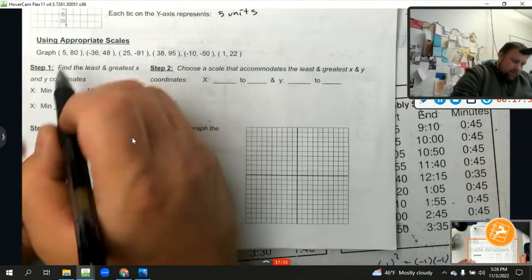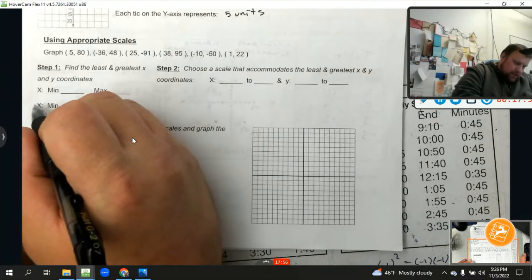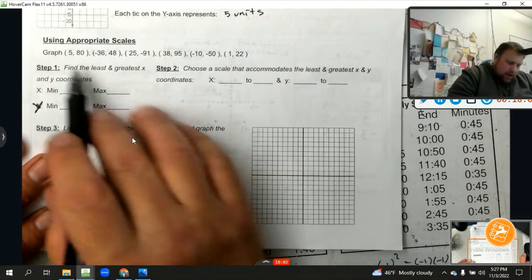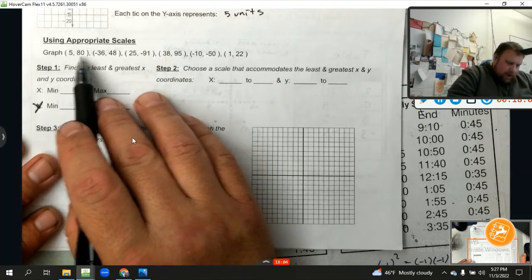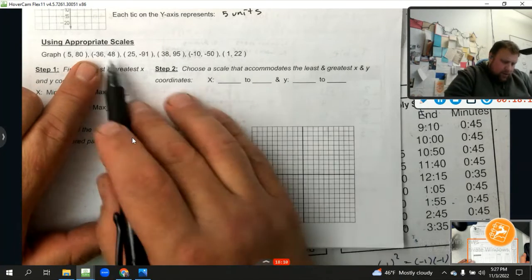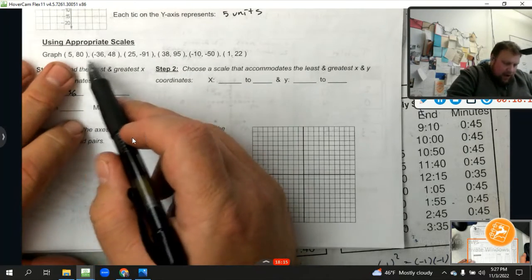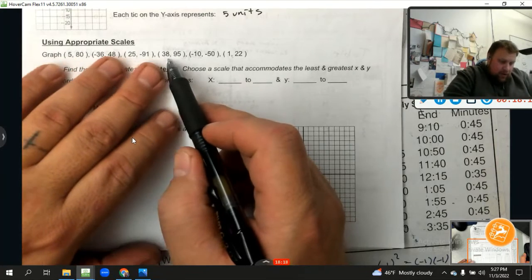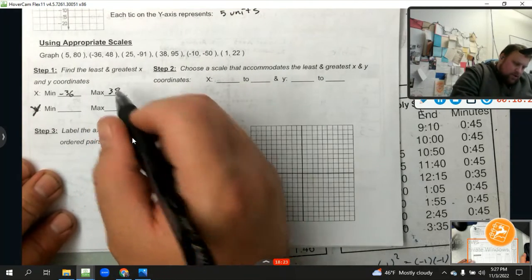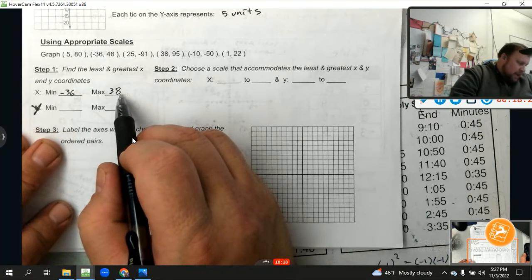Well, step 1, find the least and greatest x and y coordinates. By the way, if yours doesn't have it, make sure that says y right there. So what is our minimum x value? If I look at all my x values here, I have 5, negative 36. So far that's the lowest. 25, 38, negative 10, 1. Nope, negative 36 is my minimum. What's my maximum x value? 5, nope. 25 so far. 38, ooh, even bigger. Negative 10, 1. Okay, 38 wins. So our x is negative 36 at minimum and 38 at maximum.